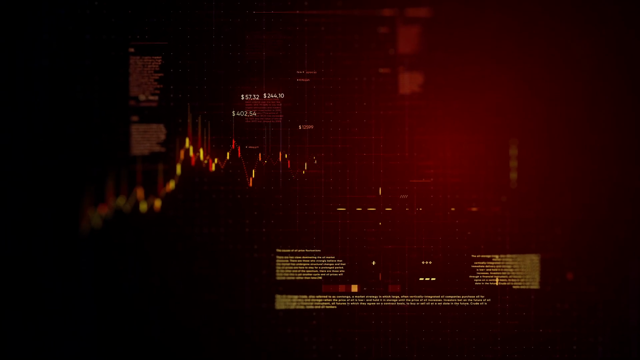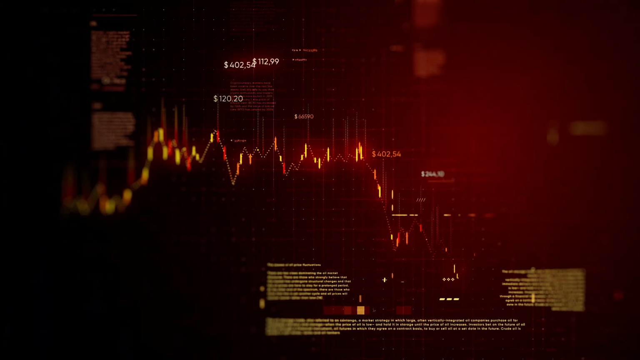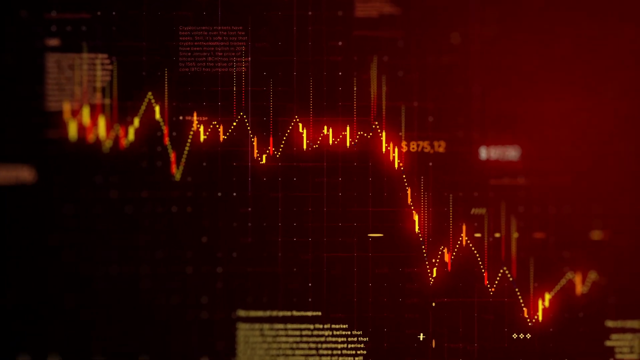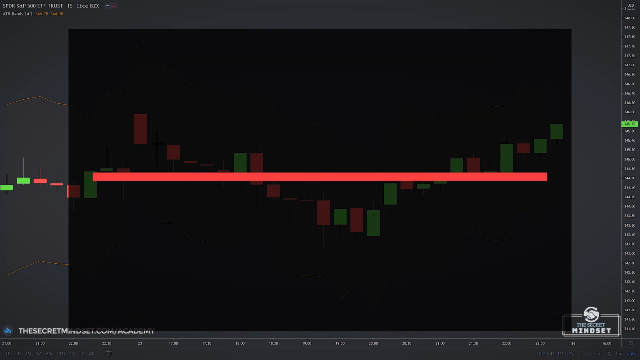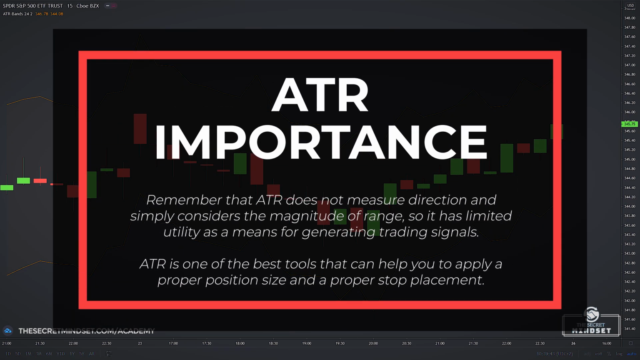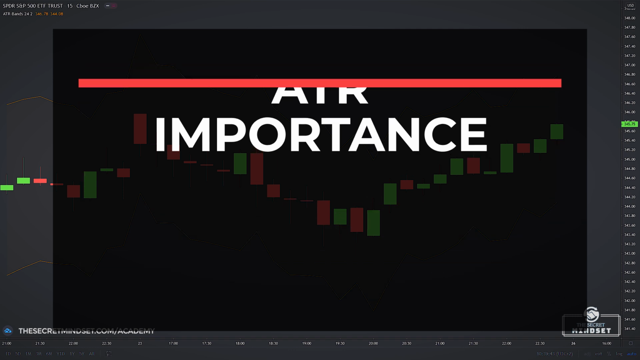As you probably know, one of the most important aspects of trading and investing is having a disciplined risk management process. Because the ATR doesn't measure direction and simply considers the magnitude of range, it has limited utility as a means for generating trading signals, but is a useful tool for providing an idea about how much a market may move, and will help you to apply a proper position size and a proper stop placement.